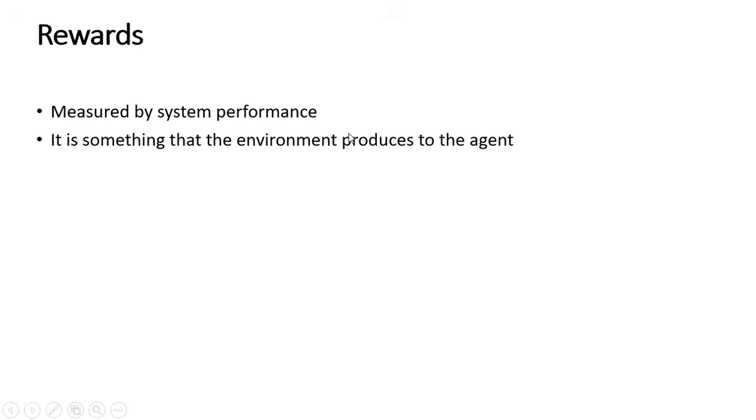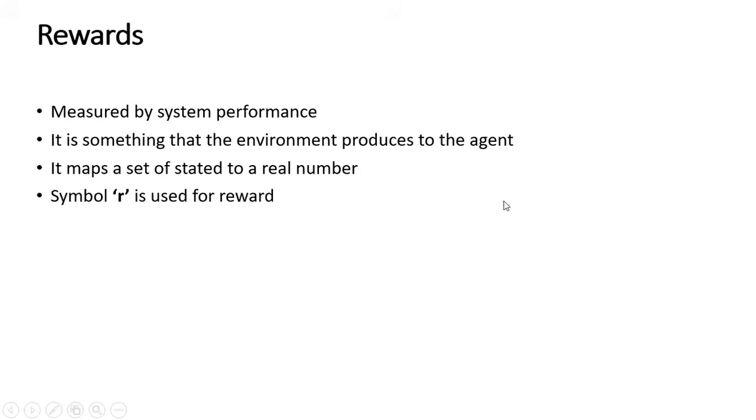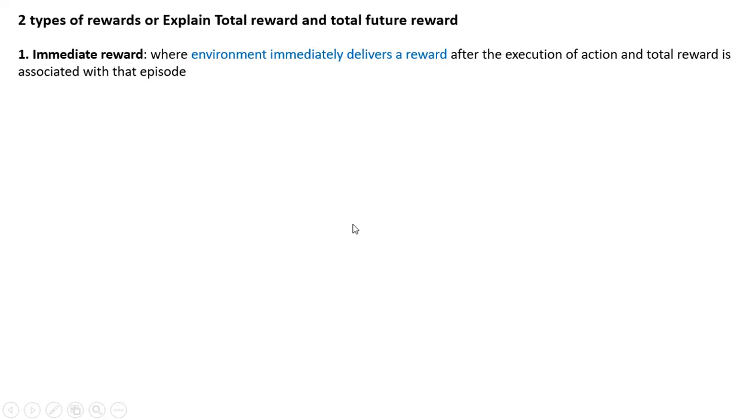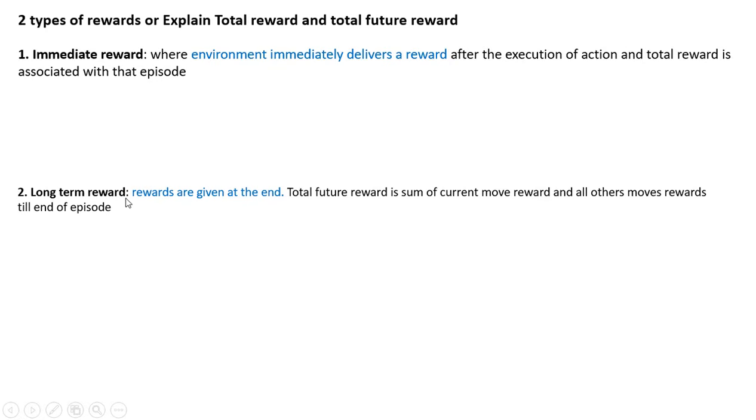Coming to rewards. Rewards are basically used to measure system performance. Rewards are something that the environment will produce for the agent. It maps a set of states to a real number. Normally we use the symbol R for reward, and reward depends upon the current state S, it depends upon the action A, and it also depends upon the next state S'. They can also ask you what is total reward and what is total future reward. Now there are two types of rewards, mainly immediate reward and long-term reward.